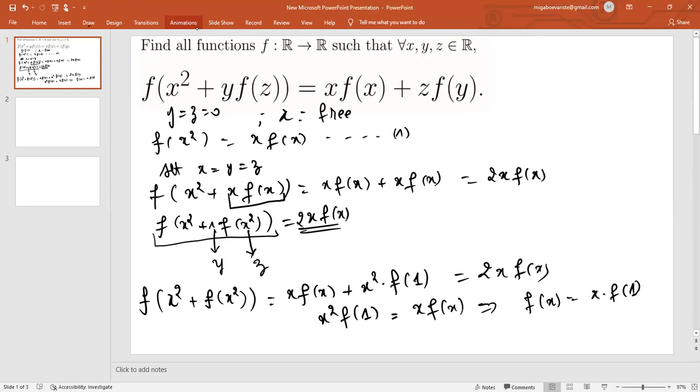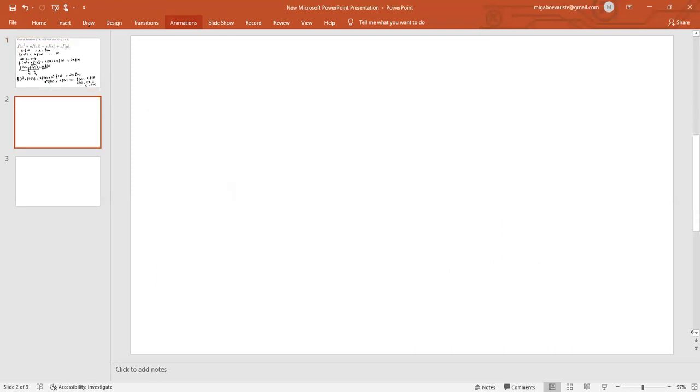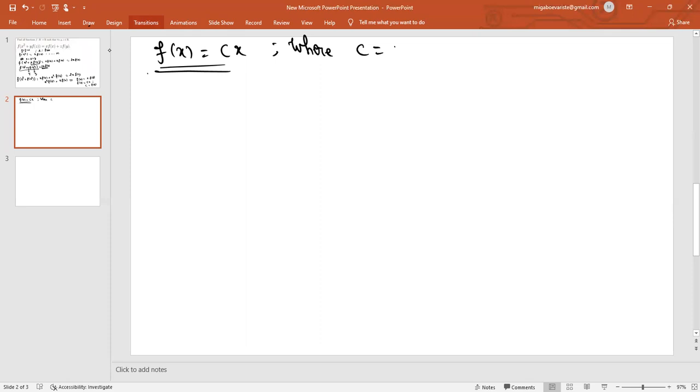Now, since f of 1 is just a constant, you can write f of x equals c times x, where c is just f of 1. So from the previous step, we saw that f of x is a constant times x, which is just a linear function. Now we are going to plug this value of f of x into our original given expression.